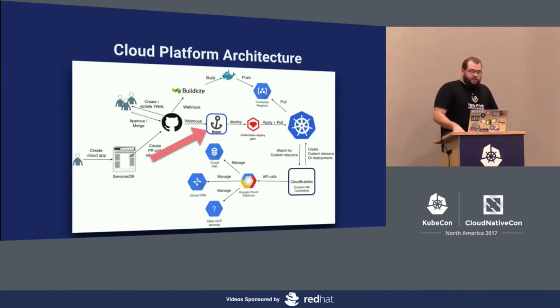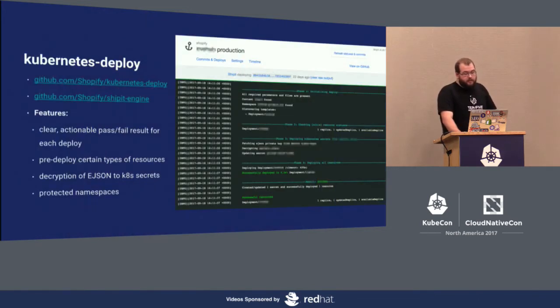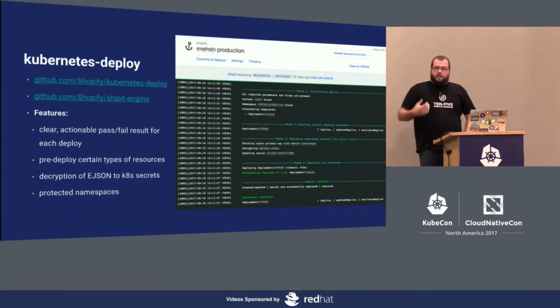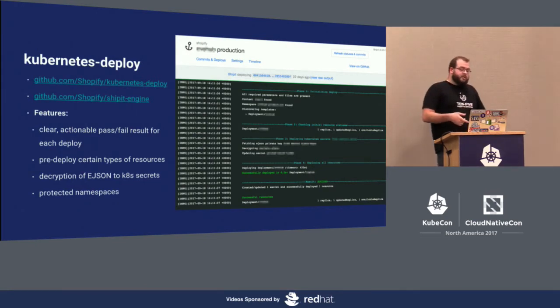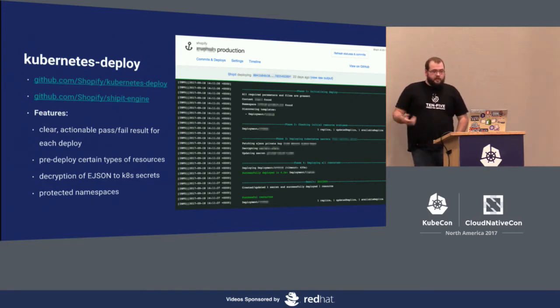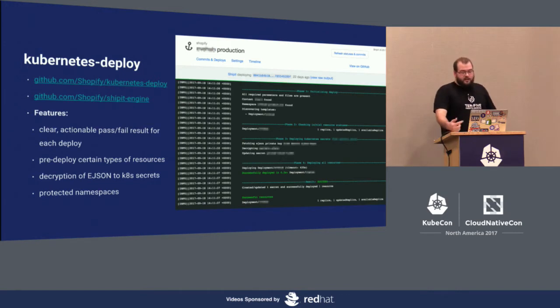So now that we have our repository checked in, our Kubernetes primitive started, we have our container built, how do we actually deploy this to production? So Kubernetes deploy is really cool. It's a gem that provides us a lot of automation around deployment to Kubernetes. It's actually open source, so go check it out. It's essentially a plugin for our build tool called ShipIt, which is also open source. So you can go check those things out and see how we deploy to Kubernetes.